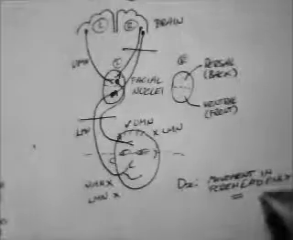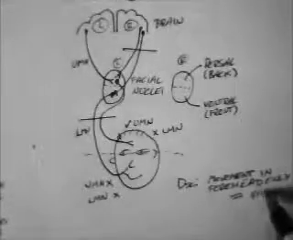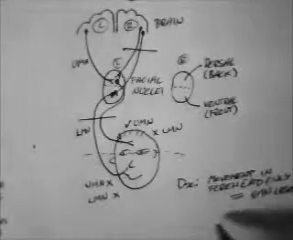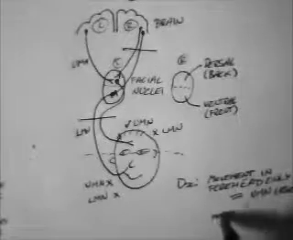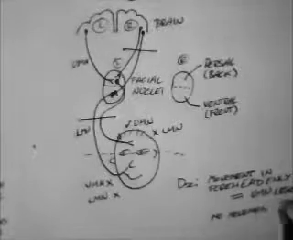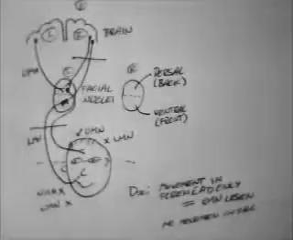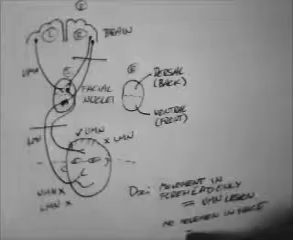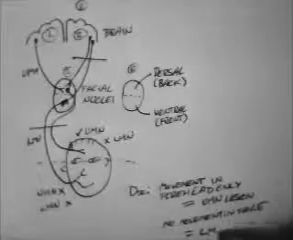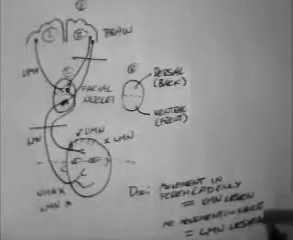I'll just write that down here. However, if there's no movement at all in the face, that means that it's a lower motor neuron lesion. So it's a pretty easy diagnosis to make, just by getting someone to raise their eyebrows. And that's all there is, really.